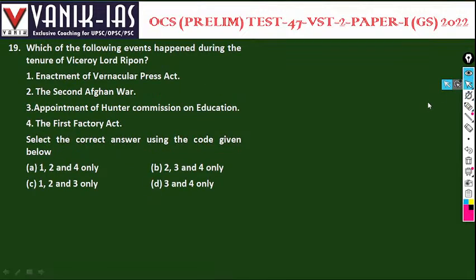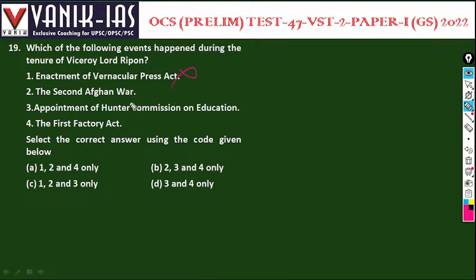Which of the following events happened during the tenure of Lord Ripon? Lord Ripon, a very good administrator, right? Enactment of the Vernacular Press Act, no, this is wrong. He repealed the Vernacular Press Act of 1878, which controlled the press. So he generally did positive works.